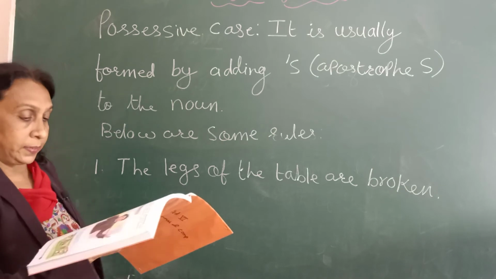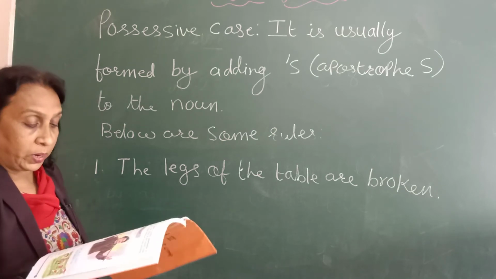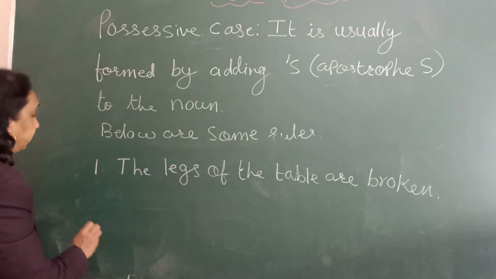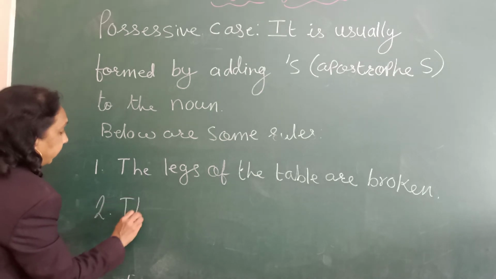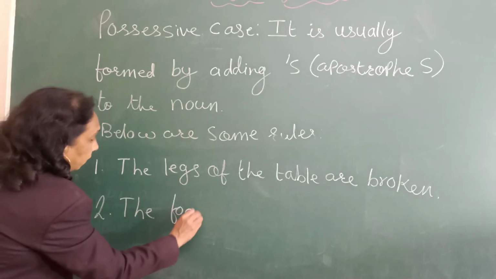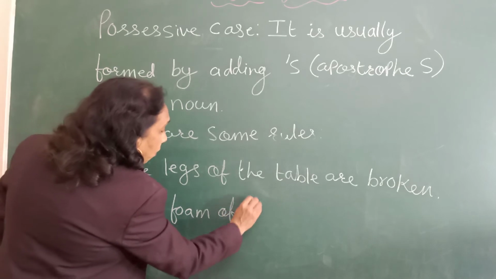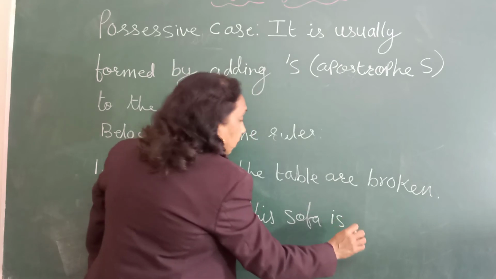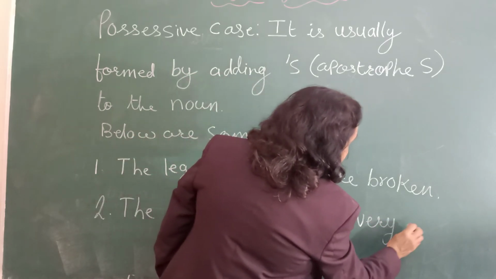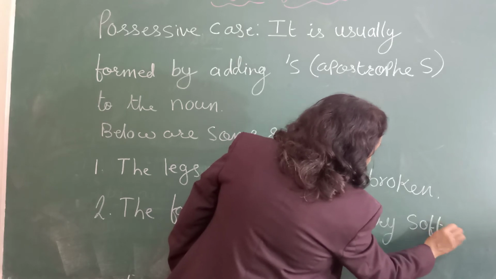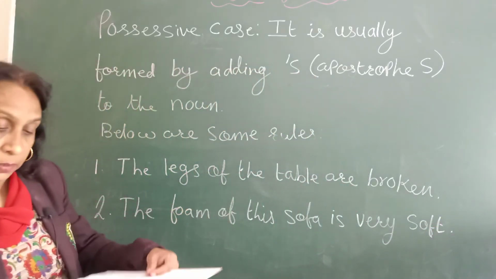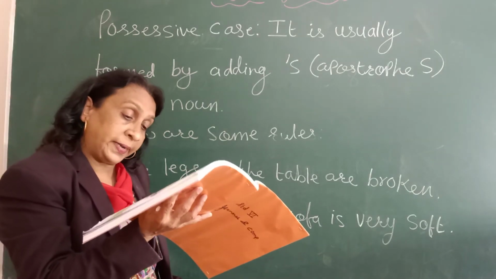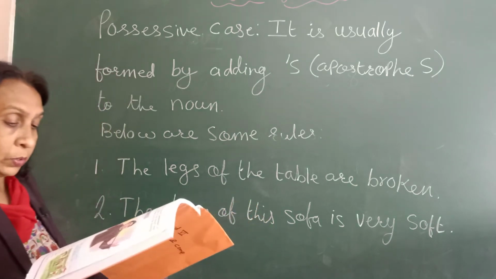Now, look at the second sentence. This sofa's foam is very soft. Now, how will you write it correctly? The foam of this sofa is very soft. So this way you have to make the sentences. Okay, now look at the ninth example. The third, fourth and others you do on your own.